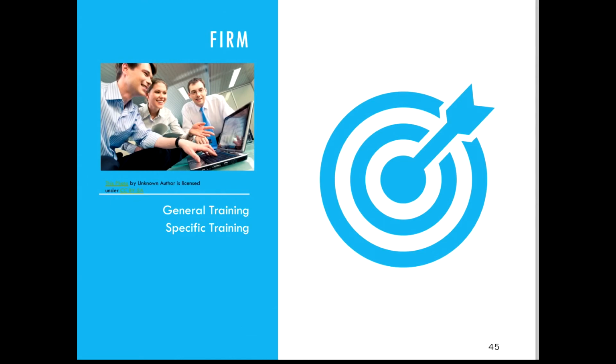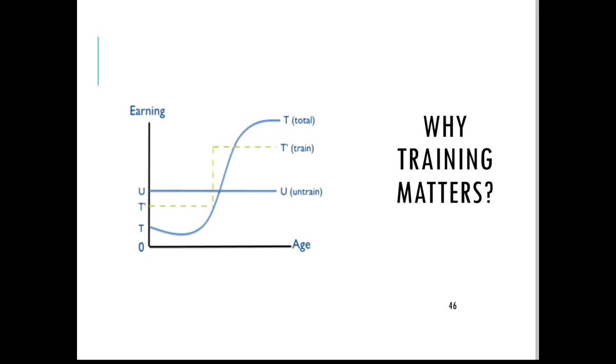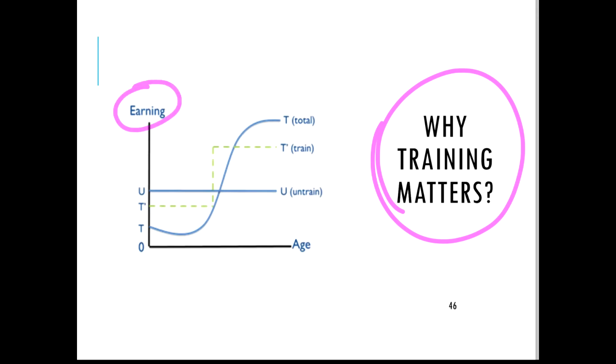First one is general training. Another one is specific training. In general, we have to know why training matters. Okay, look at this graph. The earning is the y-axis, and age is the x-axis. If one person does not train anything, earnings are constant, okay?